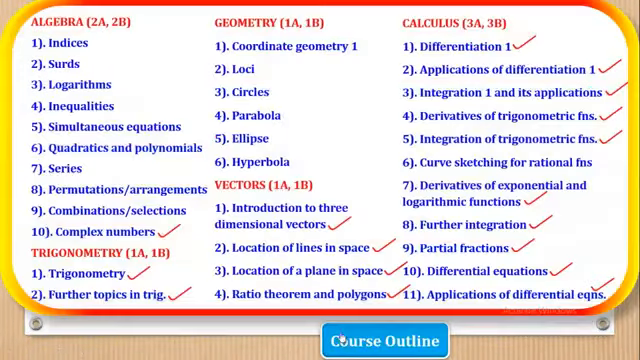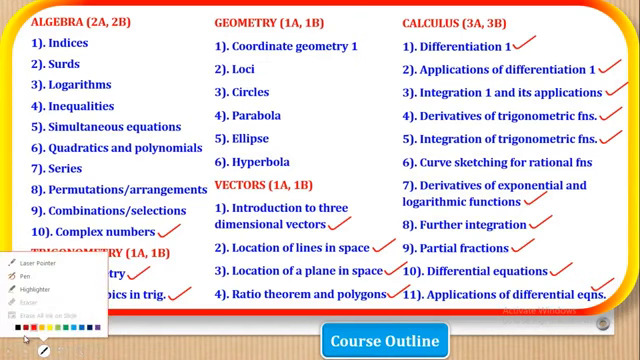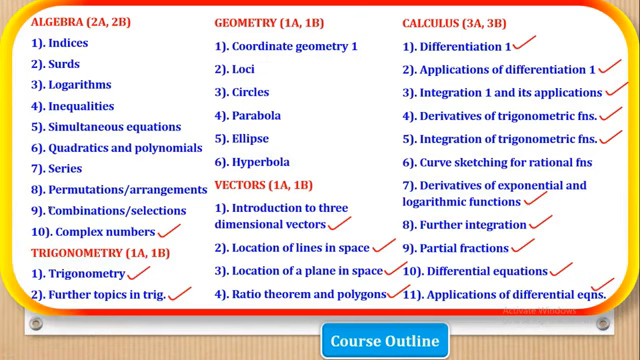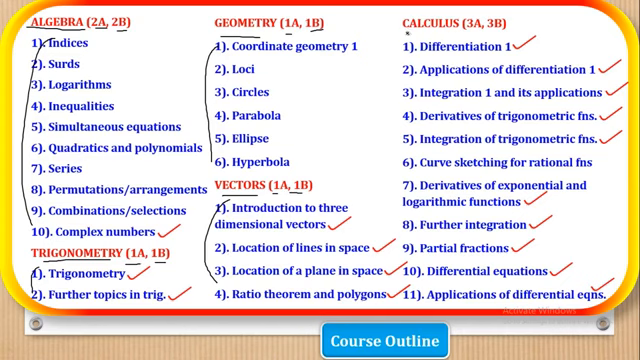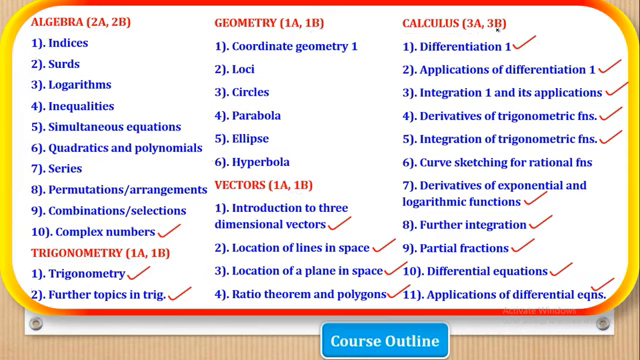So far this is our progress, and like I told you, Math paper 1 is divided into 5 parts. One is algebra, where 2 questions come in section A and 2 in section B, and these are the topics. Next is trigonometry, where 1 question comes in section A, 1 in section B, and these are the topics. Next is geometry, where 1 comes in section A and 1 in section B, and these are the topics. And next is vectors, where 1 comes in section A and 1 in section B, and these are the topics. And lastly, calculus, where 3 questions come in section A and 3 in section B.